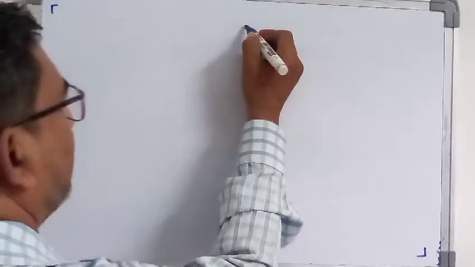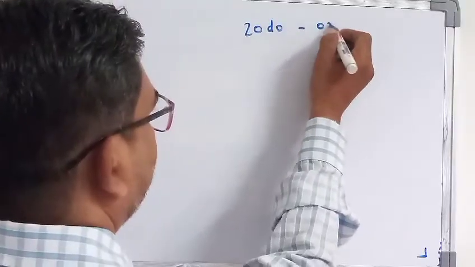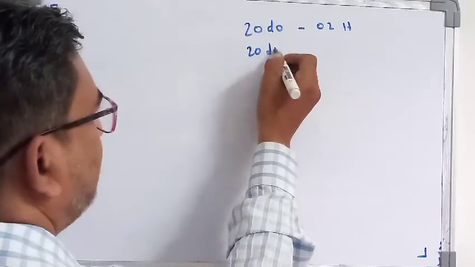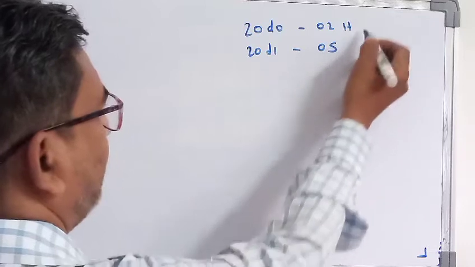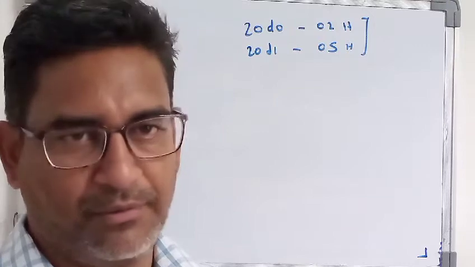Hello students, today we are going to solve the second microprocessor problem, that is to find the larger of given two numbers. Suppose the two numbers are stored in particular locations. At address 20D0 you have stored the number 02H, and in location 20D1 you have stored 05H. These are the two numbers stored in different locations.